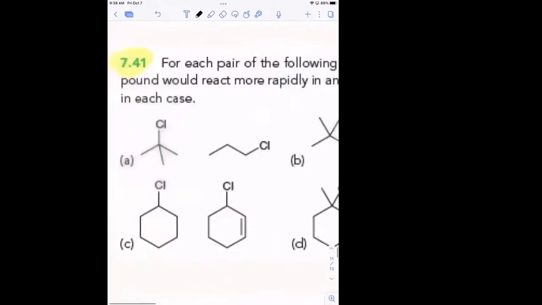Right. So let's look at A. We're going to do all of them. A, this is tertiary. This is primary, and they have the same leaving group. Which one do you think is faster? The tertiary. Tertiary. Why? You're right. There's a reason, and we talked about it. What is the first step in the SN1 mechanism? Because it's stepwise.